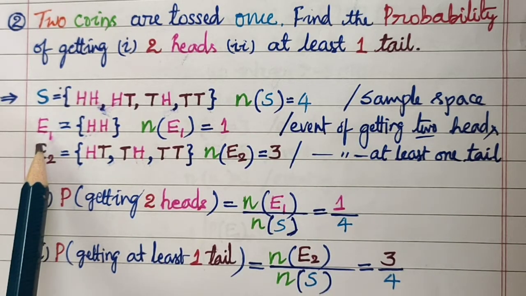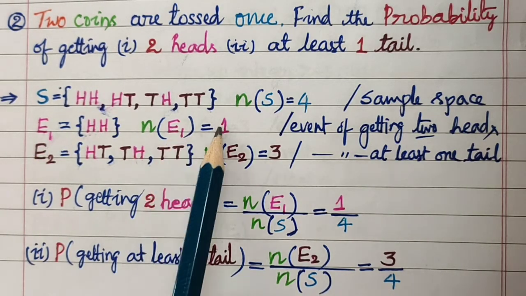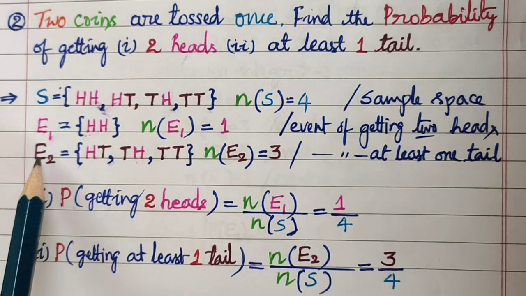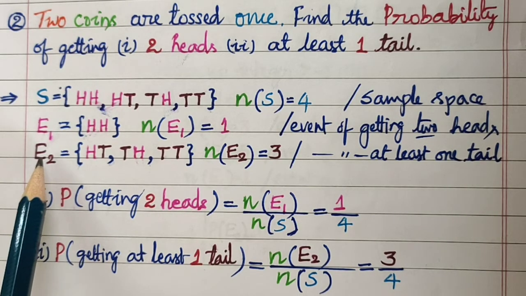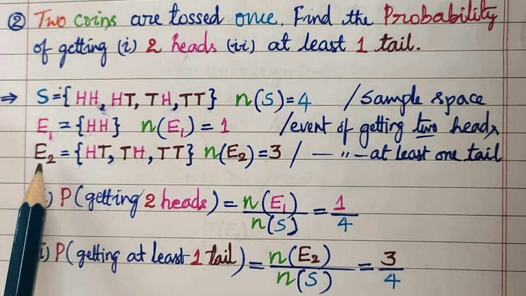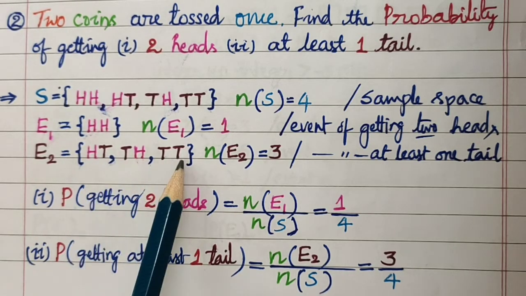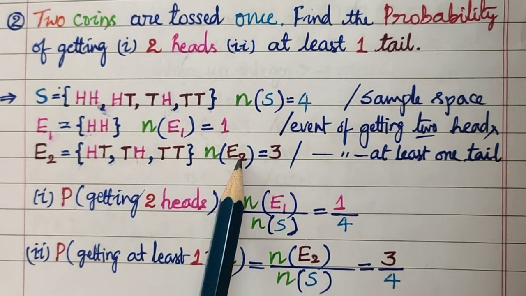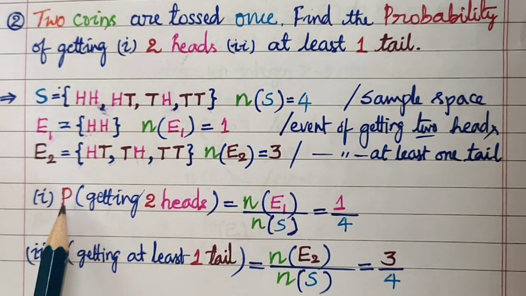E1 is the event of getting two heads. Therefore, N of E1 is equal to 1. E2 is the event of getting at least one tail. Here, one tail, at least one tail. There are 3. N of E2 is 3.